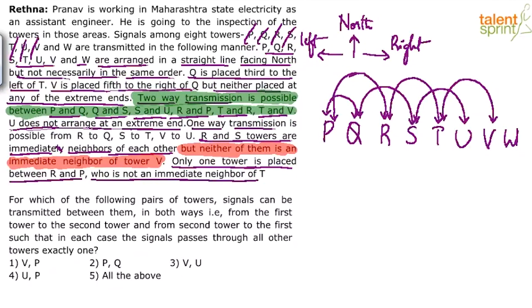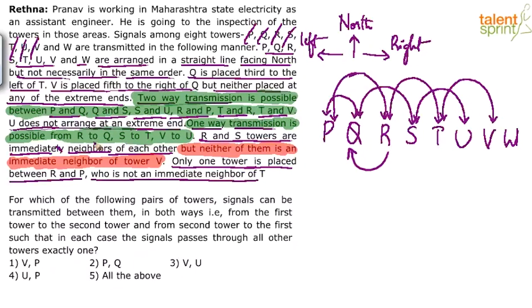Something was given about one-way transmission, right? One-way transmission is possible from R to Q, S to T, and V to U. So there are only 3 one-way transmissions possible, right? We will take the one-way transmissions at the bottom, so that's easy to distinguish. R to Q. Remember, one-way transmission, R to Q. So you can go from R to Q, but you cannot go from Q to R, right? Q to R transmission is not possible. R to Q is possible.